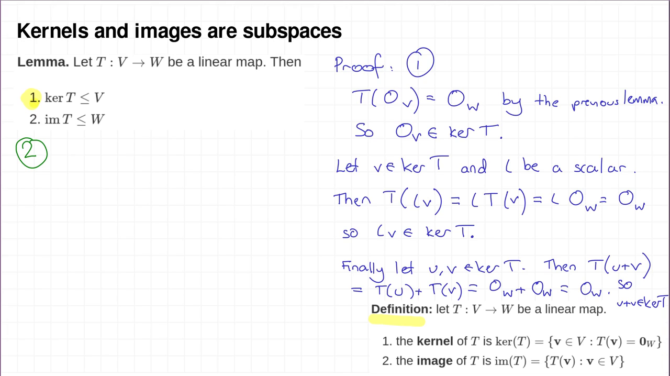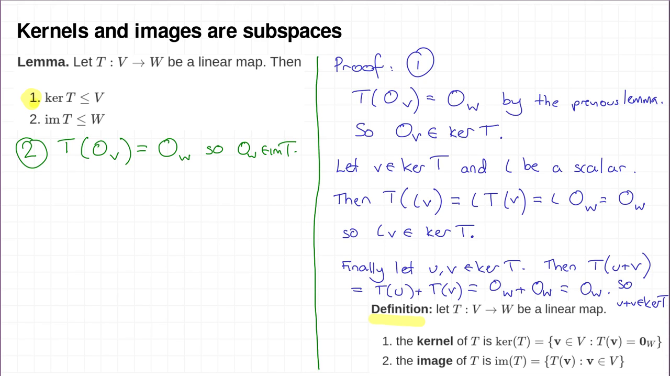So we start off by showing the image of T contains the zero vector in W, and we do it in exactly the same way that we did the kernel. So T of the zero vector in V, by the lemma we did on the last slide, is equal to the zero vector in W. And that's saying the zero vector in W is T of something in V. In other words, that the zero vector in W is in the image of T. That's the first part of the definition of being a subspace. The image contains the zero vector of W.